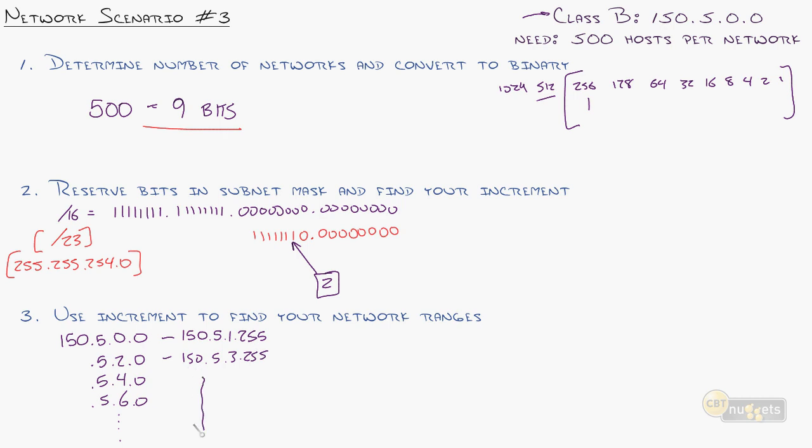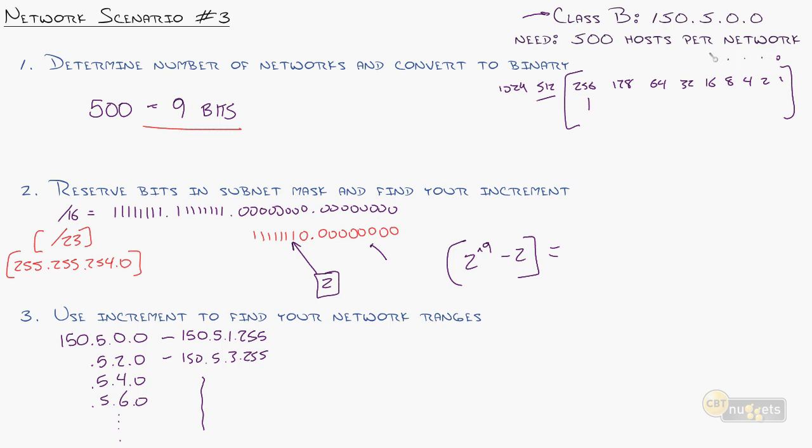Now, interestingly enough, you might be asked how many hosts per network that really gives you. We look at our formula, and that would be 2 to the power of 9, because I've got 9 host bits, minus 2, because we've got to account for the first and last IP address. So I'll just look at this and go, okay, this is 2 to the power of 0.